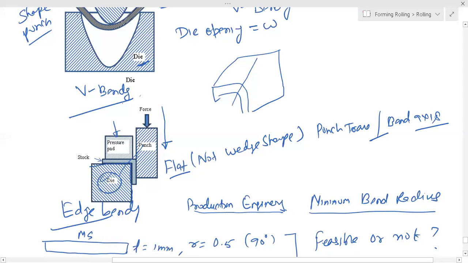What is the doubt somebody is asking? What is the difference between cello deep drawing and V bending, apart from V shape? Deep drawing is to make the cup shape.